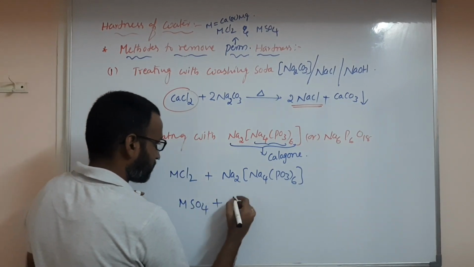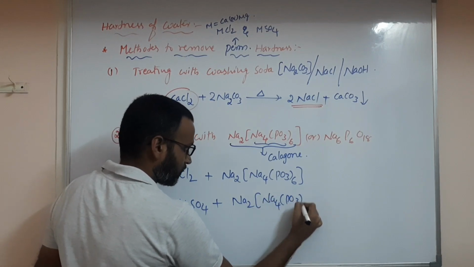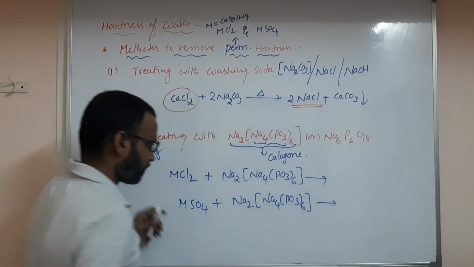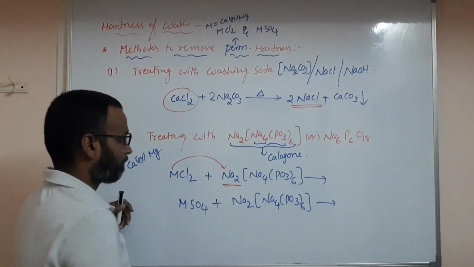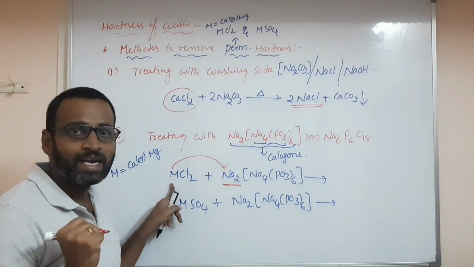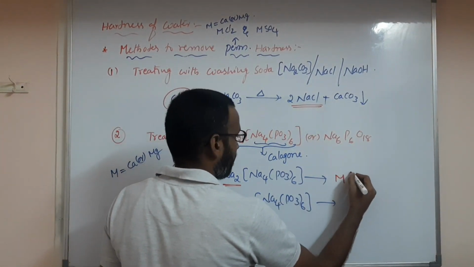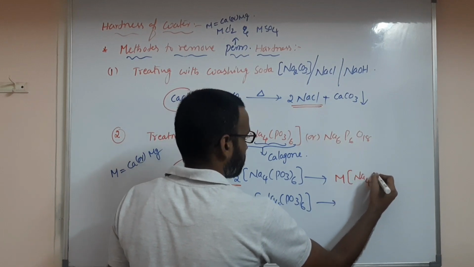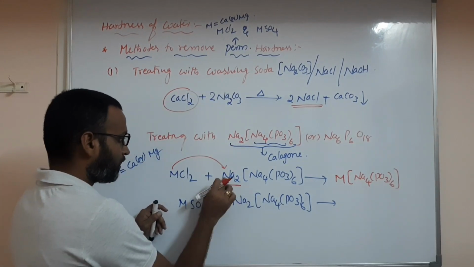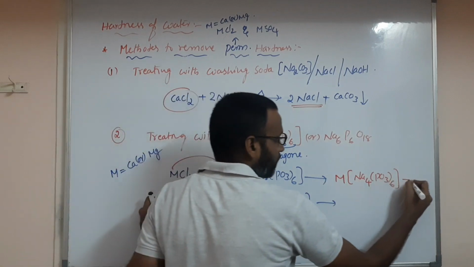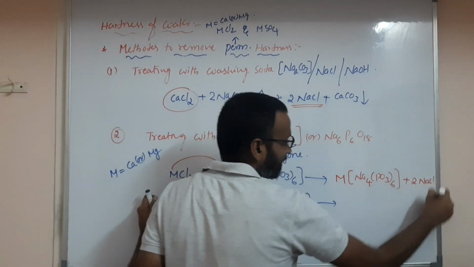So if you see this MSO4 when treated with Na2[Na4(PO3)6], what happens now? Very simple. Here sodium is there, but sodium is replaced by M. In place of M, you can write calcium or else magnesium. Now what will you have? M2[Na4(PO3)6] and 2 Na plus and 2 Cl minus. That means 2 moles of NaCl you are having.